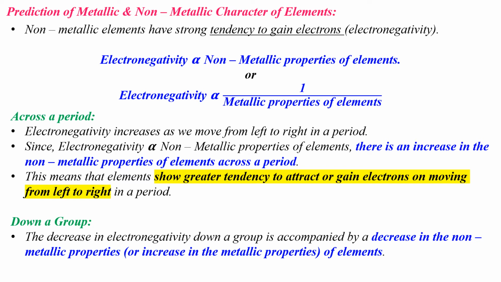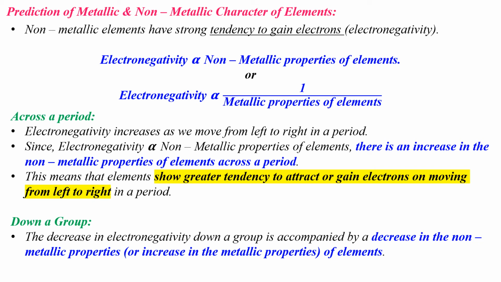We know that electronegativity increases as we move from left to right in a period. Since electronegativity is directly related to non-metallic properties of elements, we can now say that there is an increase in the non-metallic properties of elements across a period. This means elements show greater tendency to attract or gain electrons as we move from left to right in a period. Similarly, the decrease in electronegativity down a group is accompanied by a decrease in the non-metallic properties or an increase in metallic properties of elements.